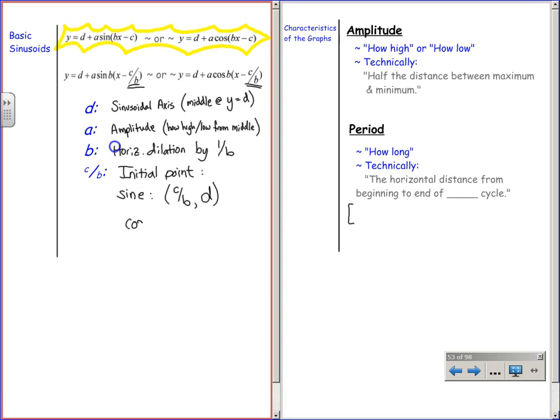For cosine, though, you're still going to have c over b being the x value of your initial point, but cosine doesn't start in the middle. Cosine starts at its max displacement.